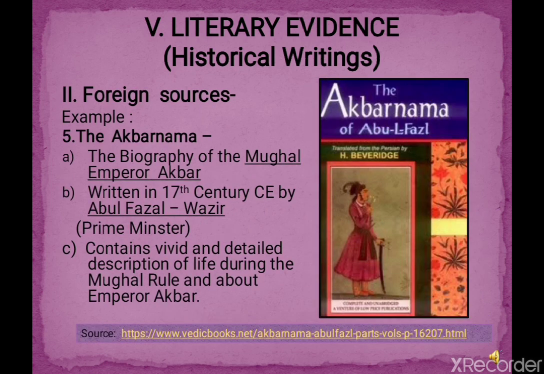Foreign source example number 5, the Akbarnama. It is the biography of the Mughal Emperor Akbar. Akbarnama was written by Abul Fazl. He was Wazir or Prime Minister in Akbar's court. It was written in the 17th century. It contains a vivid and detailed description of life during the Mughal rule and about Emperor Akbar.